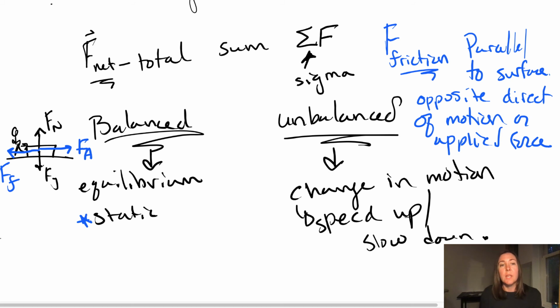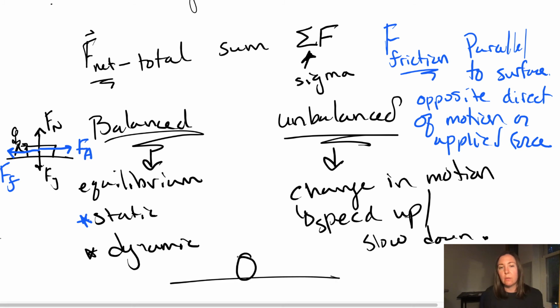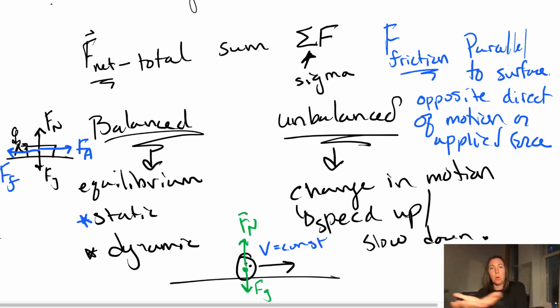It's stationary. The other kind of equilibrium we can have is dynamic. Think of a bowling ball that's rolling down a bowling alley. Nobody's pushing on it, nobody's pulling on it, so it's going to have a constant velocity. V is going to be constant. The forces acting on it are just gravity downward and the normal force upward.